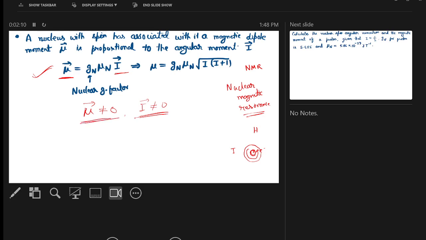For example, carbon-12 and oxygen-16. In both cases, I is equal to 0. So mu is equal to 0. So these nuclei do not have any magnetic dipole moment. So these are NMR inactive.